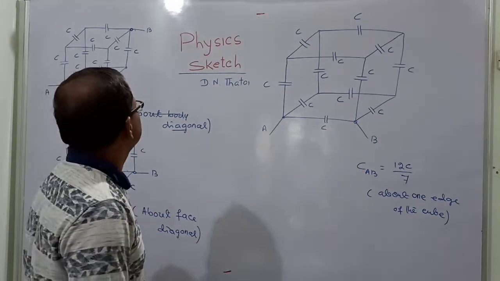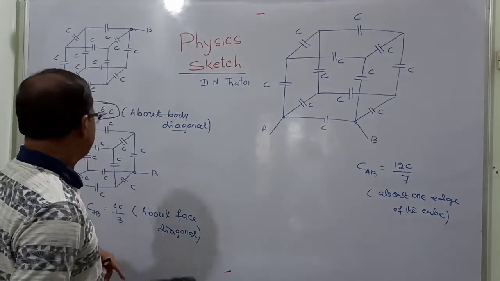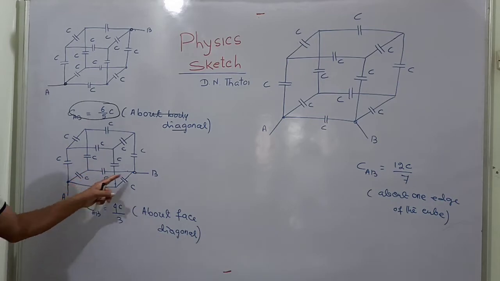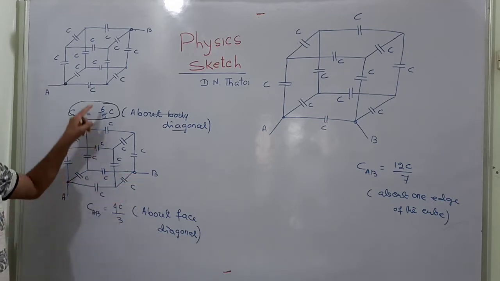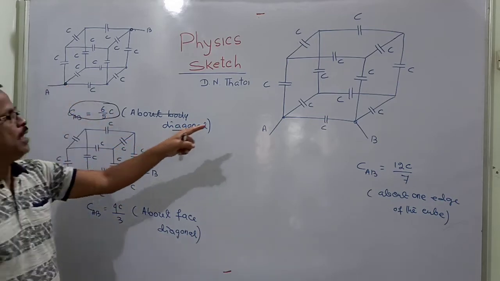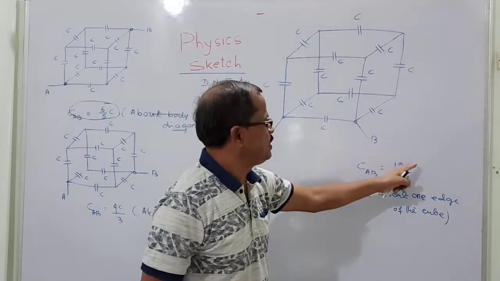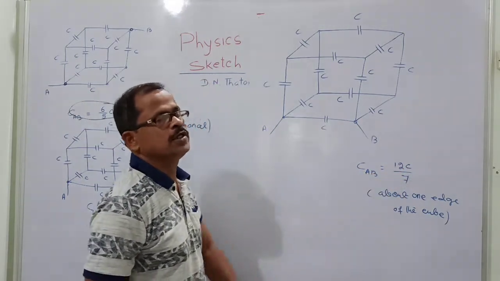So let us come to solve the question. The answer about the body diagonal will be 4C by 3. About the face diagonal it is 6C by 5, and about one edge it is 11C by 7. Now we are solving one by one.